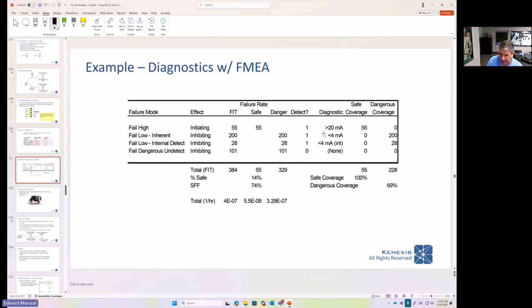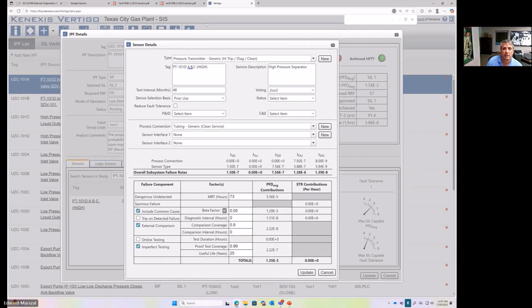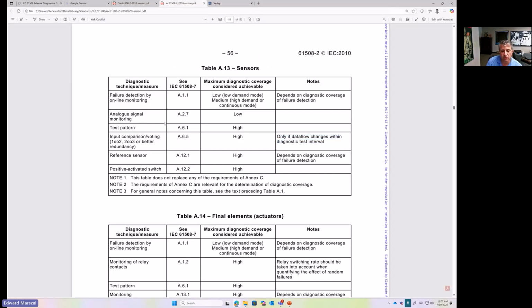So in terms of the diagnostics, let me bear with me for a second, let me get this up. In terms of what the diagnostics are, the input comparison requires multiple channels to perform the diagnostic. These other diagnostic techniques do not require a separate transmitter. So a 1 out of 1 can do analog signal monitoring, test pattern, online monitoring, and reference sensor. A 1 out of 1 device can do all of those internally, and of course, then they are the internal diagnostics.